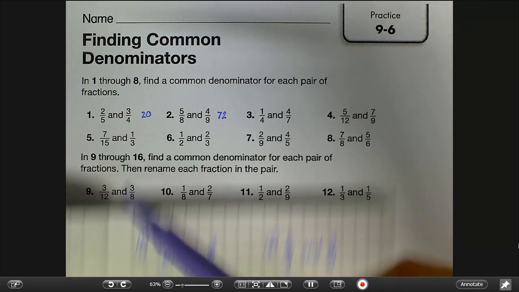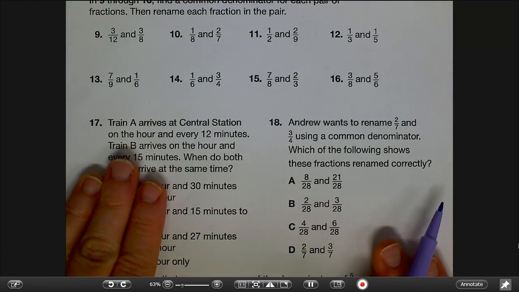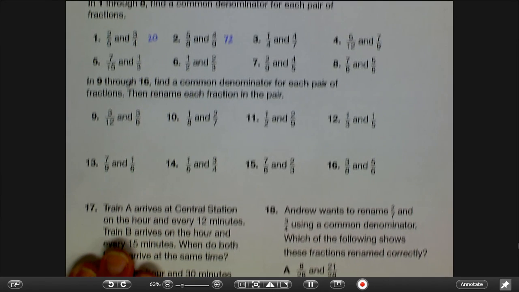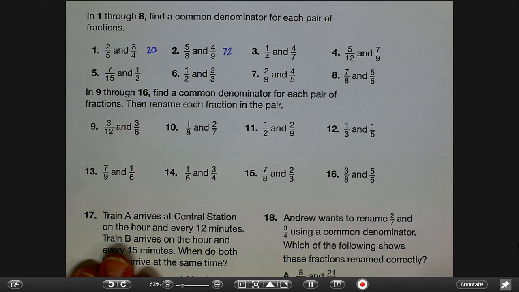So let's go ahead and practice that in the second section, numbers 9 through 16. And if you'd like, you can go ahead and pause the video and practice here, okay?